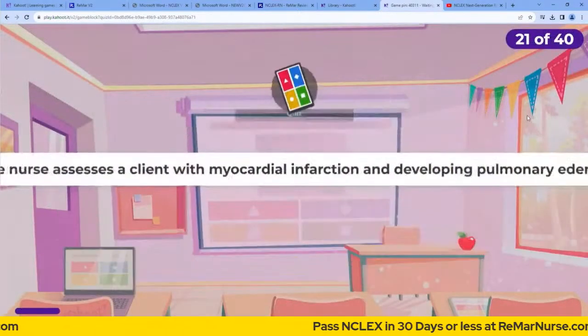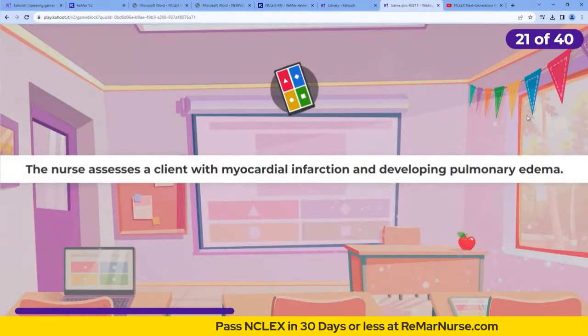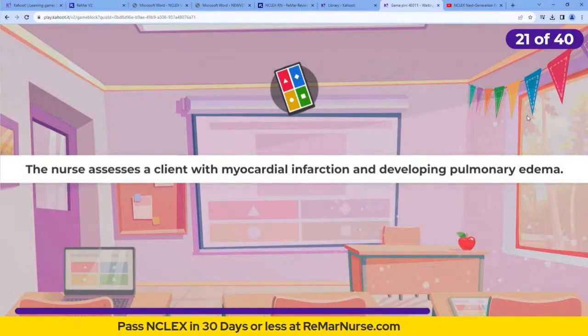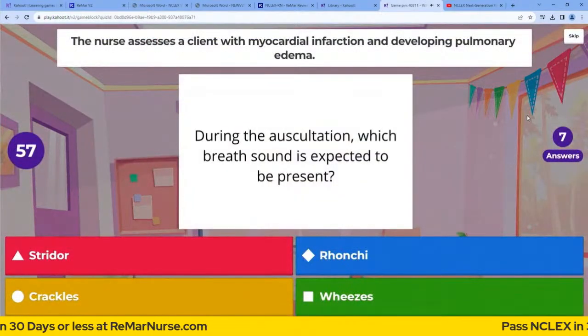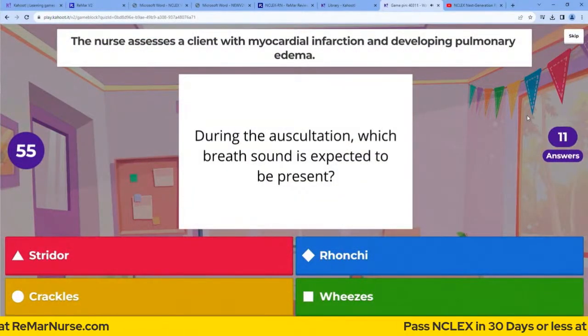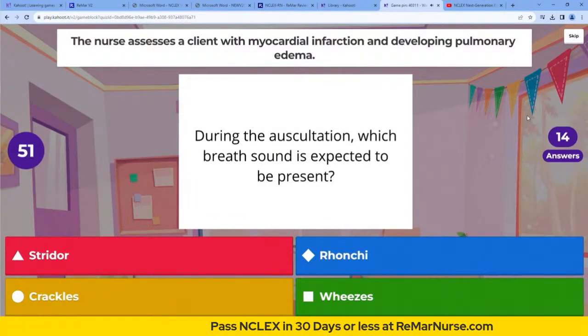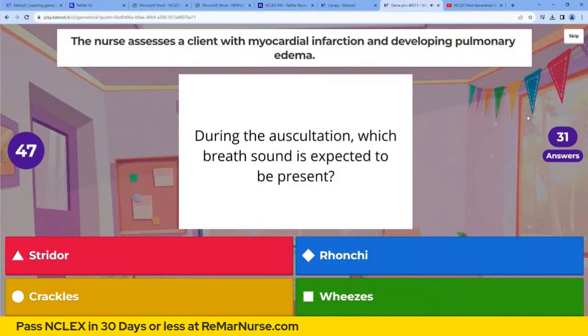All right, next question is this. The nurse assesses a client with myocardial infarction and developing pulmonary edema. During auscultation, which breath sound is expected to be present? Is it red, stridor?